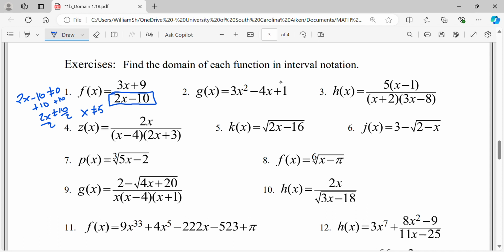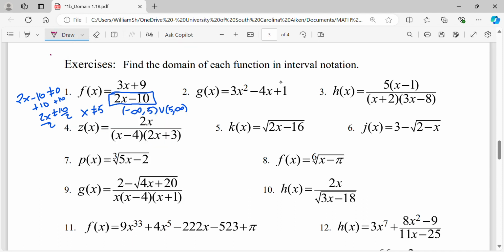So what we will do is we will say, okay, that means that we'll start at negative infinity, we'll go up to 5, we'll jump 5 and continue on to infinity. We have to be able to write this in interval notation because most of the time our answer is going to want it in interval notation. Let's look at number 2.